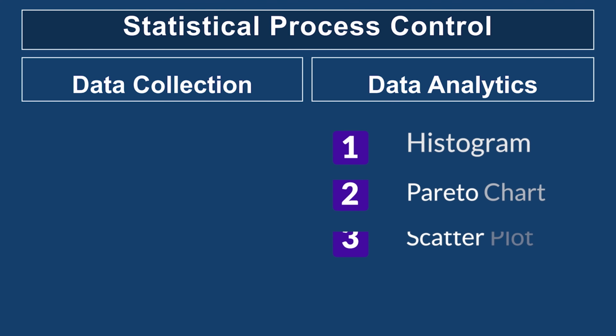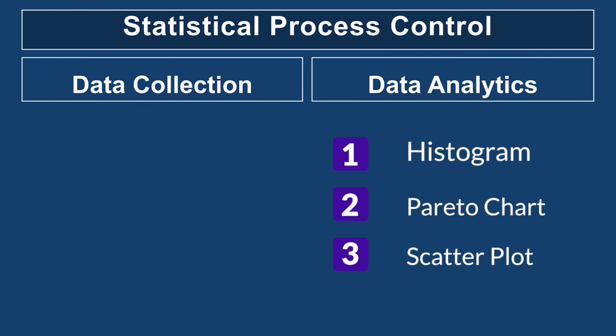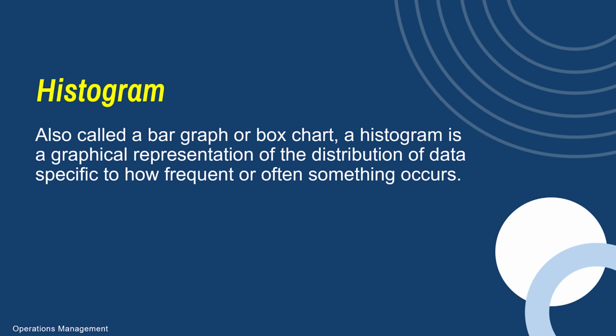And that is where your data collection tools come into play. And that's where we look at the histogram, the Pareto chart, and the scatter plot. So the histogram. Now, the histogram simply measures how often something happened, right? If you had 10 on Monday, 12 on Tuesday, 20 on Wednesday, the histogram shows that in bar graph or box chart format, how many happen on each day, how often something happens.